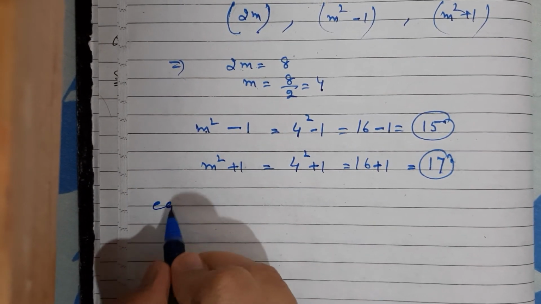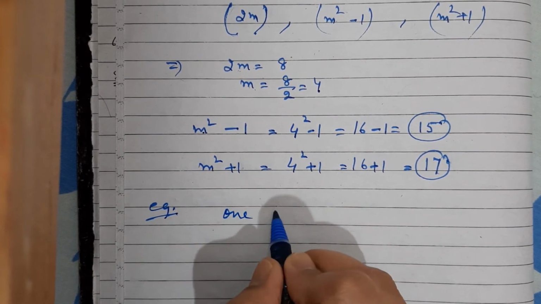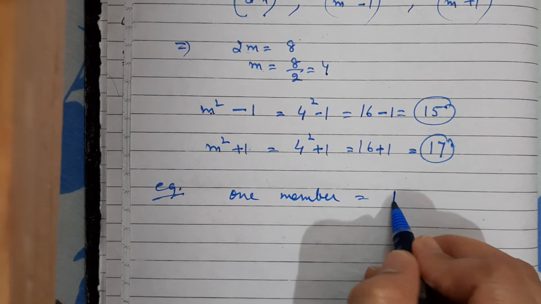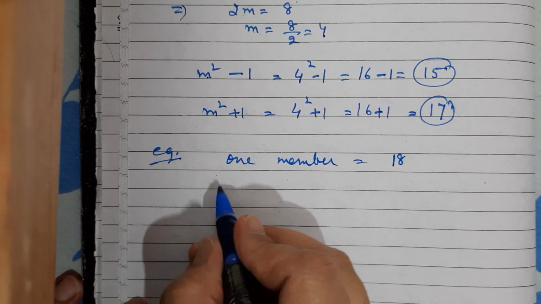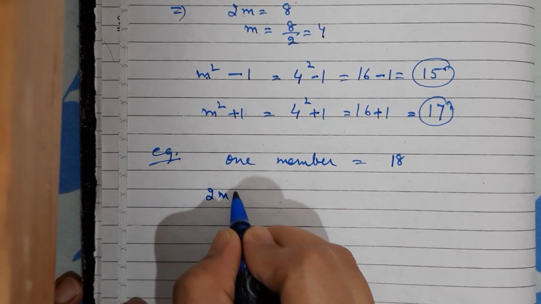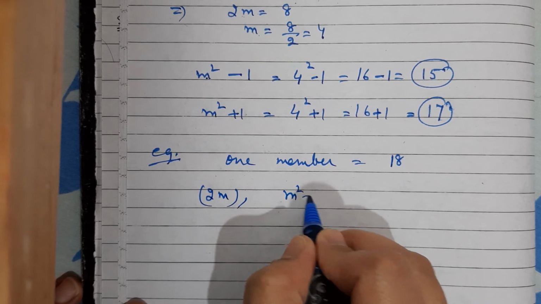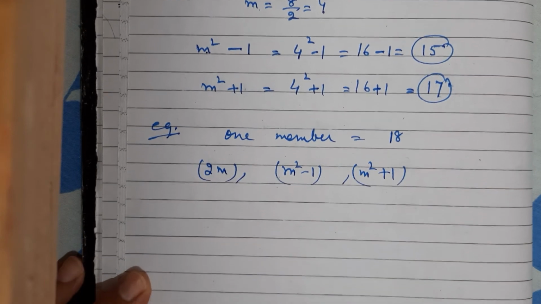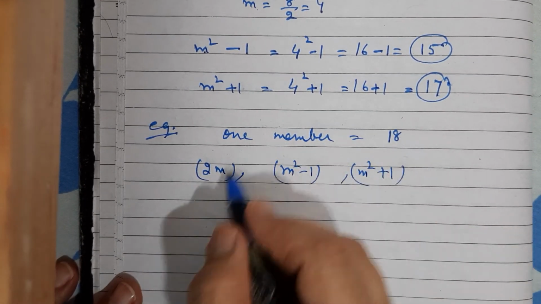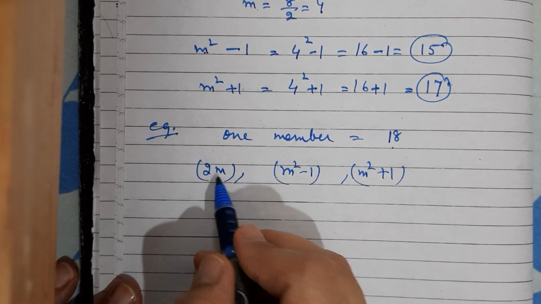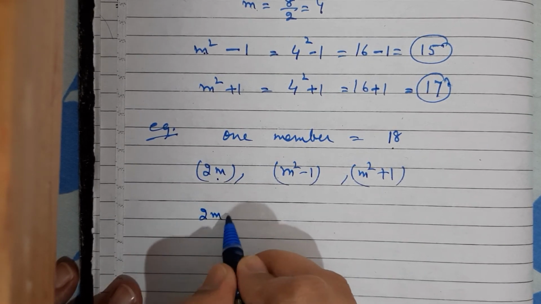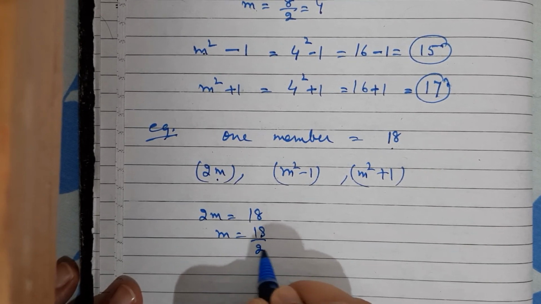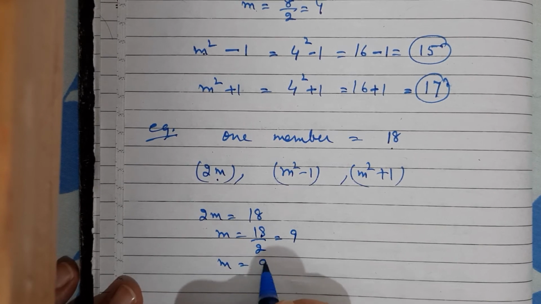Take one more example. If one member is, suppose this time we'll take 18, right? Any big number. So Pythagorean triplets are 2m, m square minus 1 and m square plus 1. They are the 3 Pythagorean triplet members using the general rule. So for 18, always take the given member as 2m. So 2m is equal to 18. M will be equal to 18 upon 2, which is 9. So m is equal to 9.